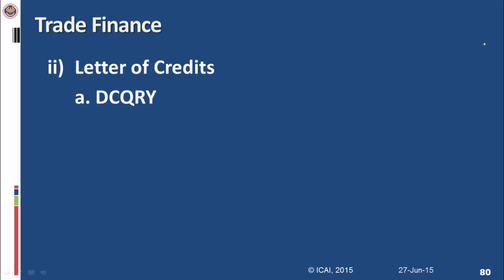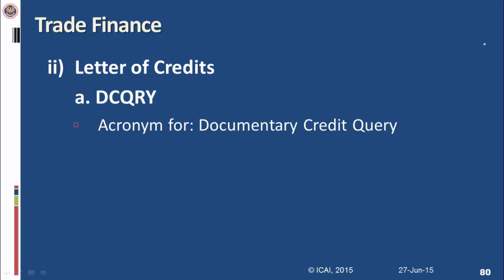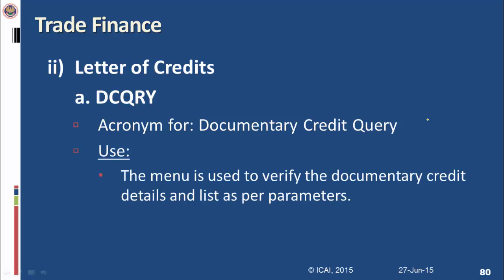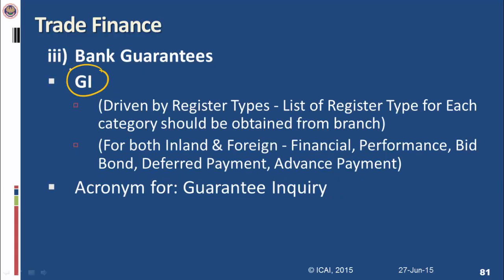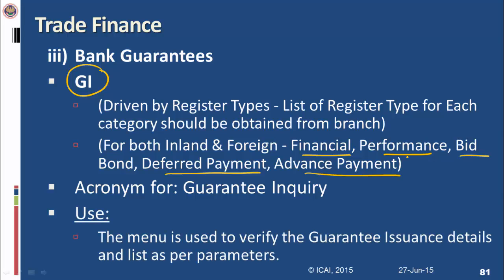We are now on to the letters of credit and the guarantees. So letter of credit can be accessed through DCQRY, that is documentary credit query. The menu is used to verify the documentary credit details and list as per the parameters. Bank guarantees are accessed through GI, driven by the register type. The list of register types for each category should be obtained from the branch. Generally, it is like financial guarantee, performance guarantee, bid bond, deferred payment, advance payment. By selecting that, we can have multiple guarantees opened, getting expired, or an invoked guarantee list also from the GI option, right?